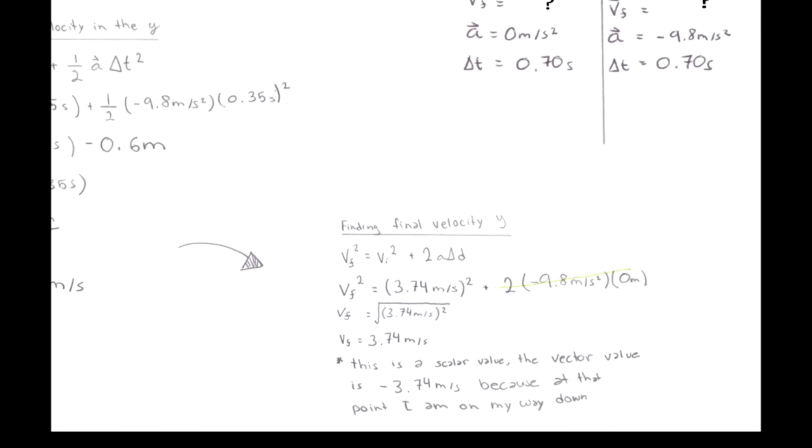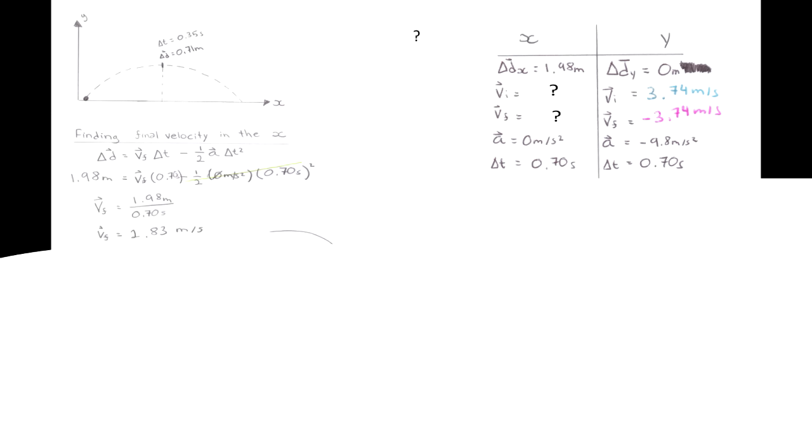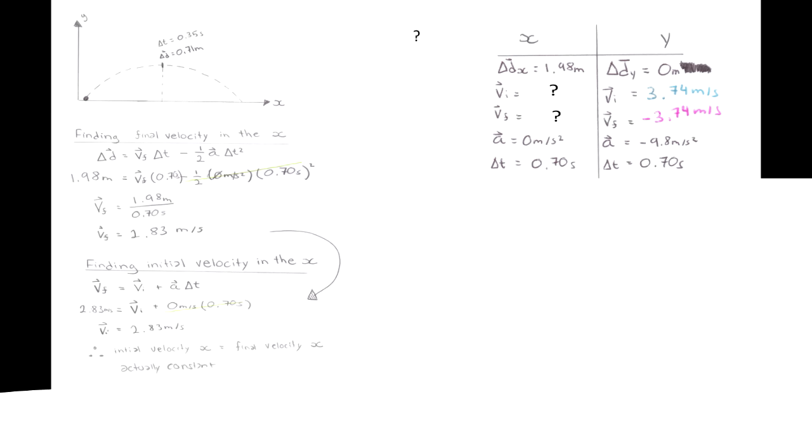Now I decided to find the final velocity in the x using a slightly different equation. I subbed in my x displacement and the time taken, and I end up with 2.83 meters per second. I then used this final velocity value to find the initial velocity. This is a slightly different equation than last time, but nonetheless, I end up with the exact same 2.83 meters per second. So the initial velocity in the x equals the final velocity in x. And the reason for this is because the horizontal velocity is constant.